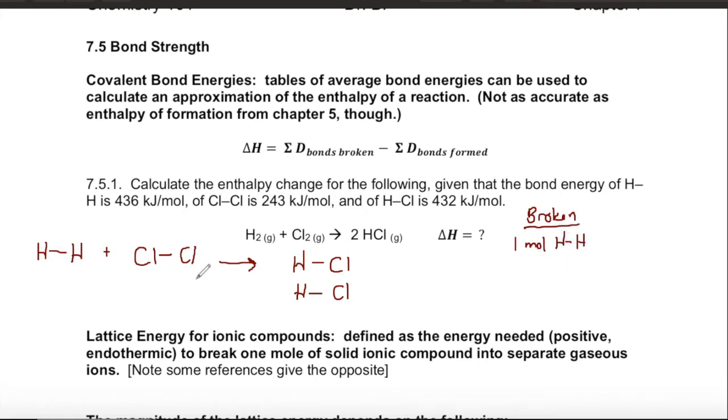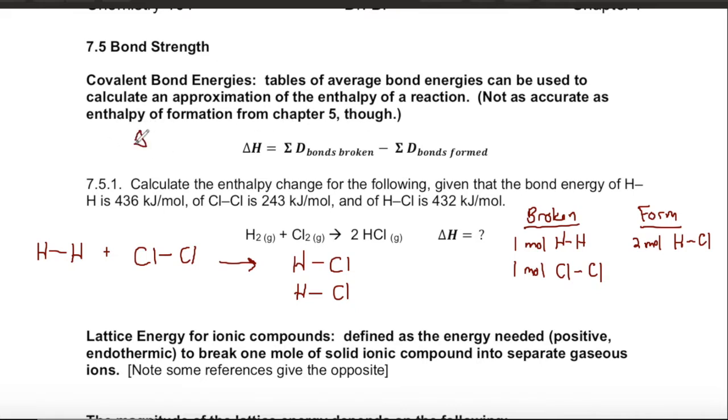We have them over here. We no longer have them over here. They have to be broken. We also have to break these chlorine bonds because they no longer exist on the other side. The bonds that we're forming are 2 moles of HCl bonds. So we are going to add up the bonds that we have to break, and then we're going to subtract the bonds that we have to form.